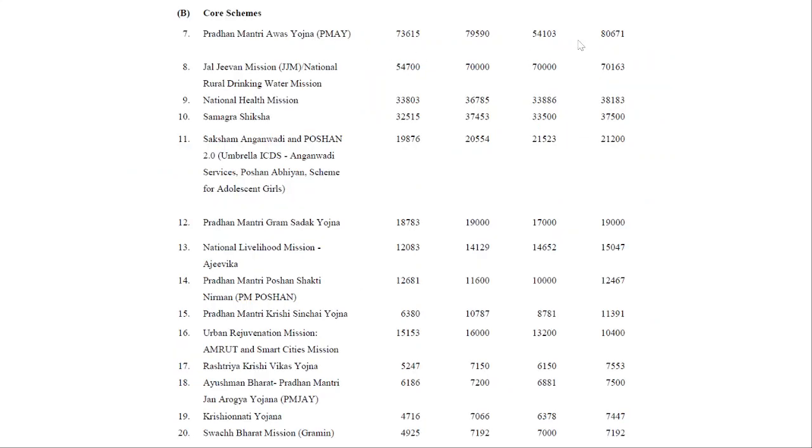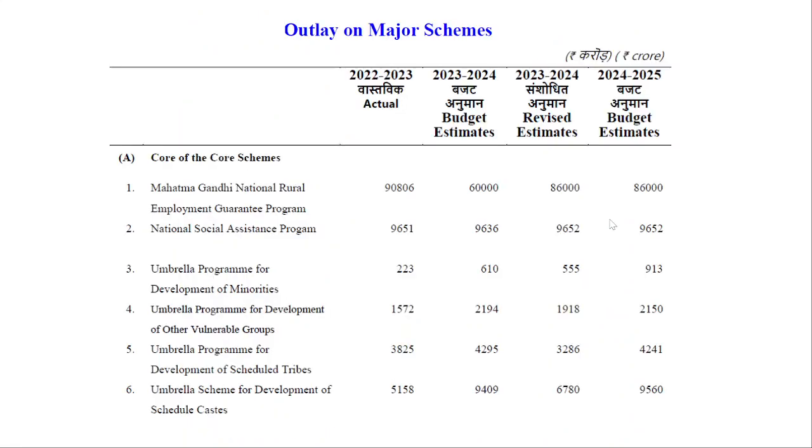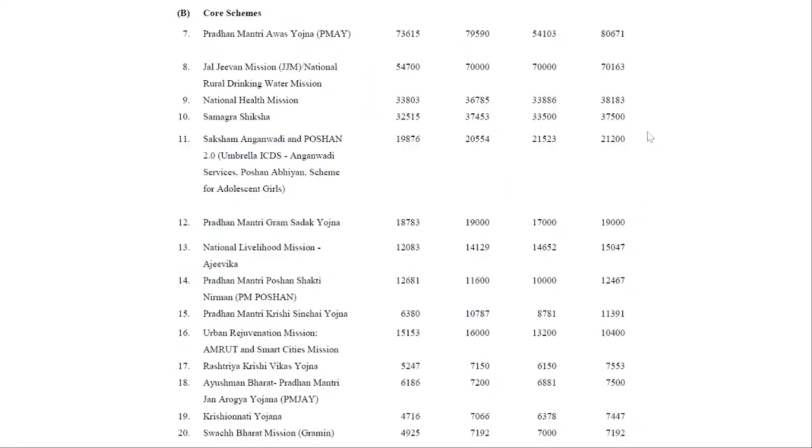And Pradhan Mantri Awas Yojana is again 80,000. Huge amount. And Jal Jeevan Mission 70,000. Huge amount. Health Mission 38,000. And these are all again small. See, Gram Sadak Yojana, roads, 19,000. See the difference. For MGNREGA it is 86,000 crore, and Gram Sadak roads is 19,000 only. Already such a huge difference. So MGNREGA is so important, so much money is being spent on that. See, Swachh Bharat Mission only 7,000 crore. Ayushman Bharat, very important, only 7,000 crore.